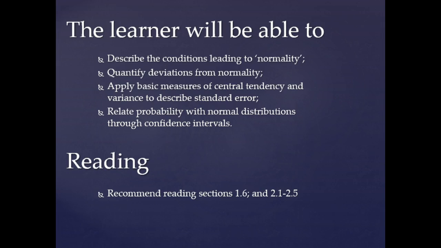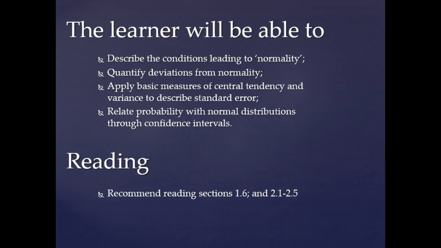Some learning objectives associated with this module in ADM725 are as follows: to describe the conditions leading to normality, quantify deviations from normality, apply basic measures of central tendency and variance to describe standard error, and relate probability with normal distributions through confidence intervals. The reading for this module comes from the field book, chapters 1 and 2, and for this video, the focus is drawn largely from sections 1.6, and then in chapter 2, sections 2.1 to 2.5.